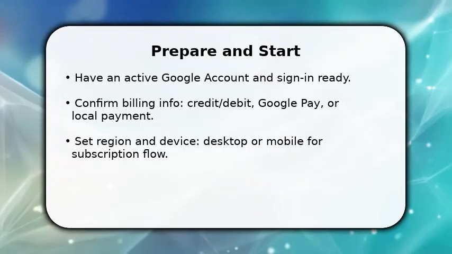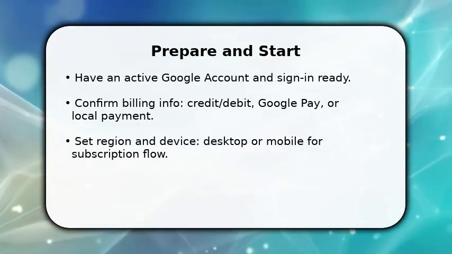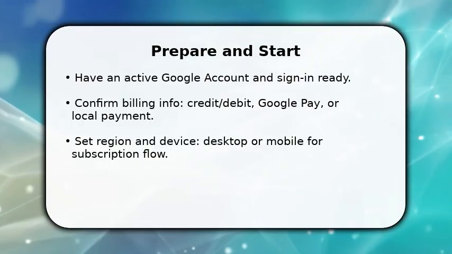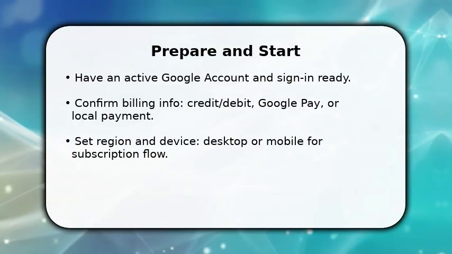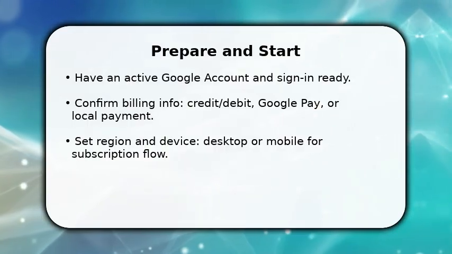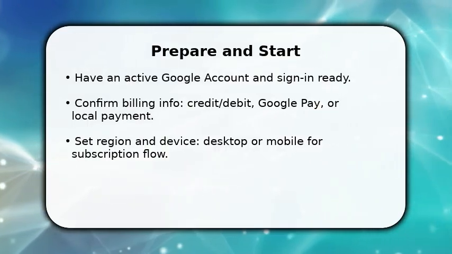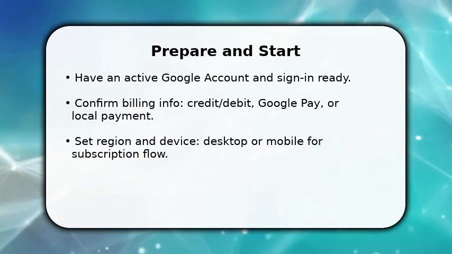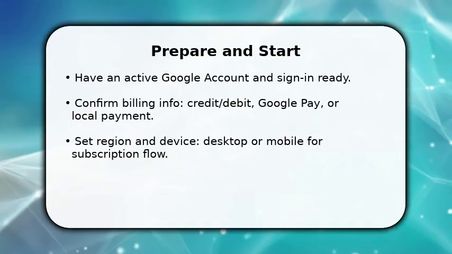Enjoy the video. You begin by signing into your primary Google account. This ties the subscription to your identity and purchases. Once signed in, make sure your billing method is added and valid, credit, debit, or Google Pay, because the system charges immediately when confirming a paid tier.